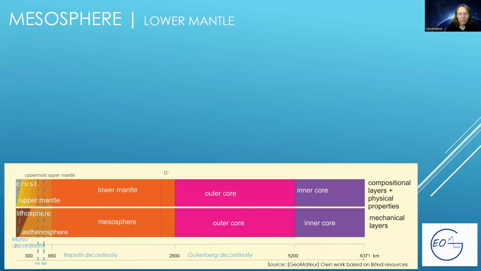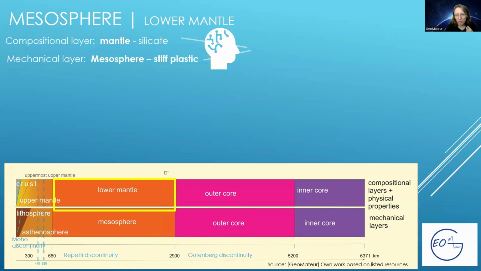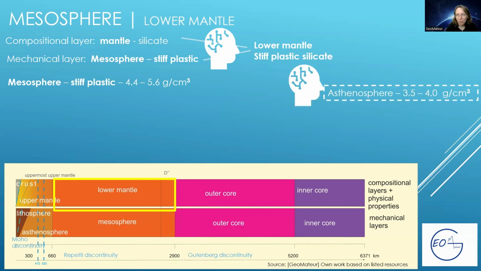Going deeper, we are at the mesosphere or lower mantle. If you remember, the mechanical layer is the mesosphere, still a plastic layer, and compositionally it is a silicate mantle. And if you compare both layers, we got the lower mantle, so this is a stiff plastic rocky layer. And the density is again higher compared to asthenosphere. There it was up to 4 grams per cubic centimeter. Now there is up to 5.6 grams per cubic centimeter.